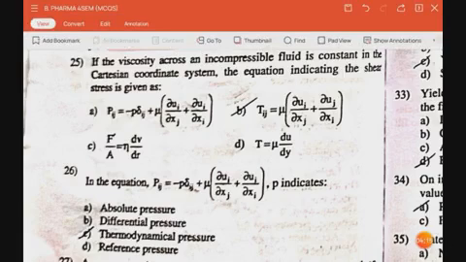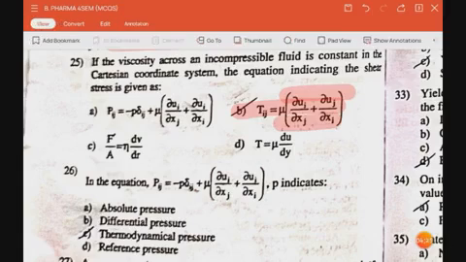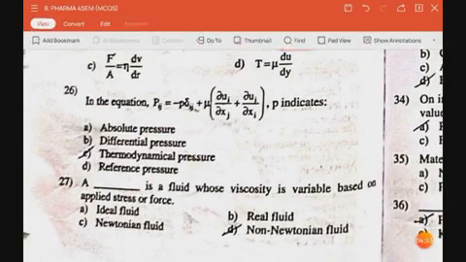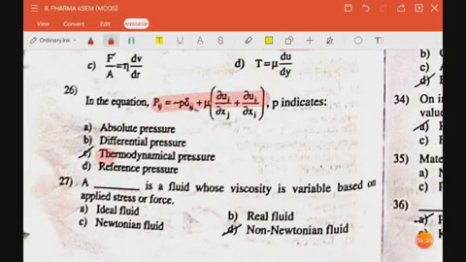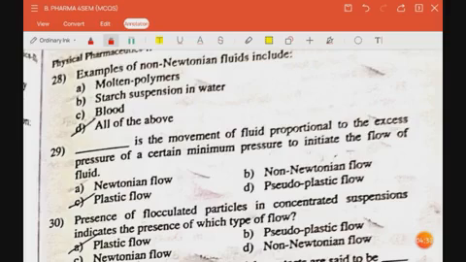The equation indicating the shear stress is given as this. The next question is in this equation P indicates thermodynamical pressure. The next question is a dash is a fluid whose viscosity is variable based on applied stress or force. So the answer is non-Newtonian fluid. Non-Newtonian fluid include molten polymer, starch suspension in water and blood. So all of the above.